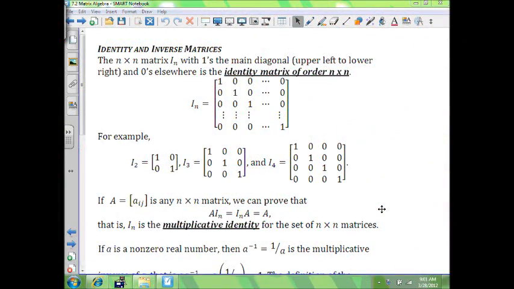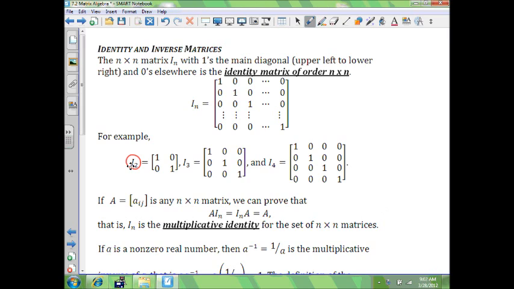In this video, we're going to talk about identity and inverse matrices. Now, the n by n matrix I sub n with ones along the main diagonal, upper left to lower right, and zeros elsewhere is called the identity matrix of order n by n, meaning the number of rows determines the number of columns. So the identity matrix for a 2 by 2 would look like this on the left.